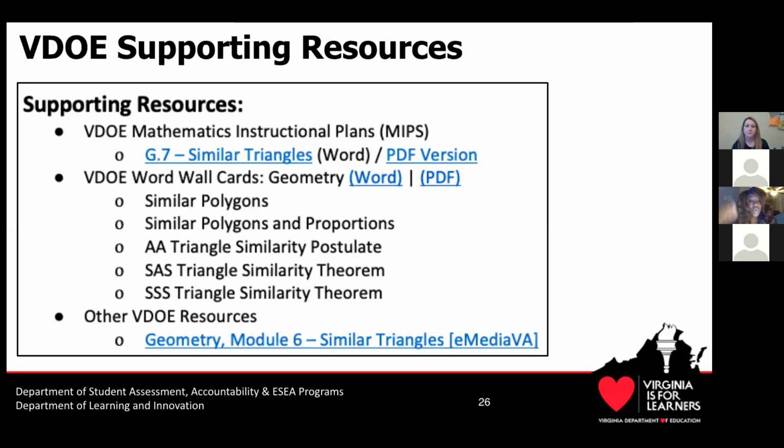And so those word wall cards are delineated there for you, specific to that content. Then you're going to see some other resources. For the example that we have here, there was not a Desmos activity aligned to it, but if so, you would see the Desmos activity and any other VDOE resources, which could include instructional videos, instructional modules.